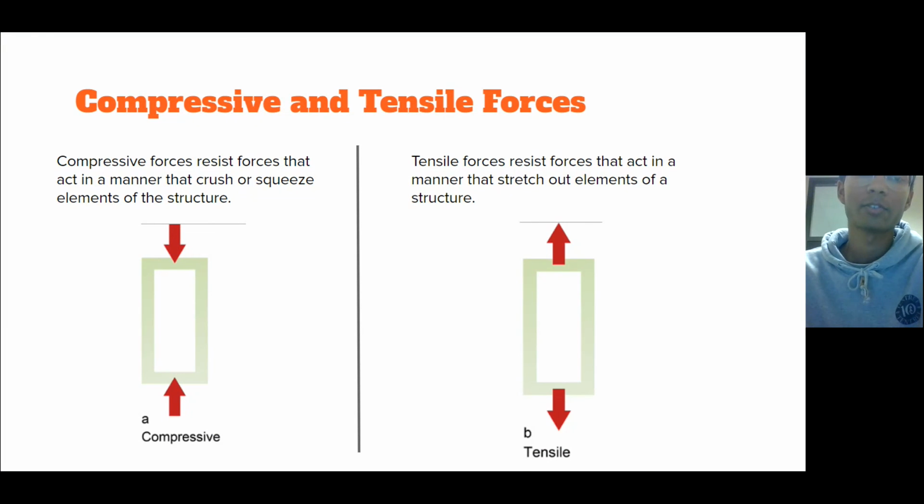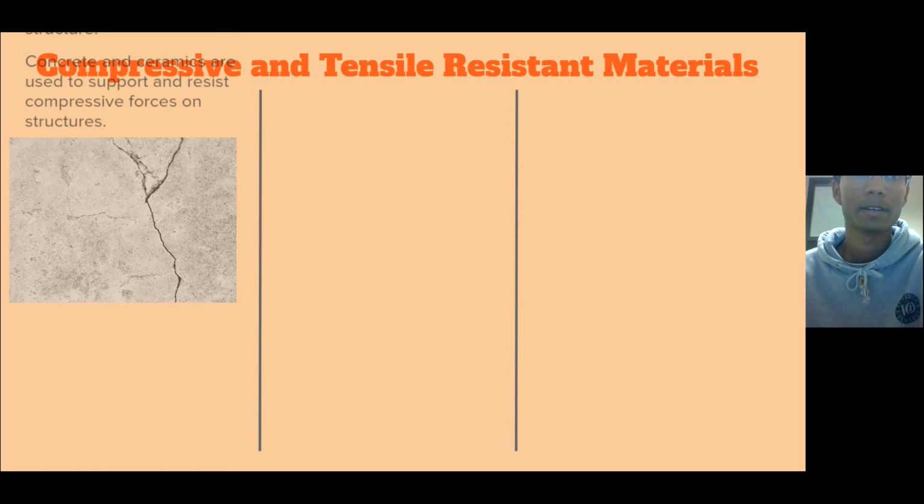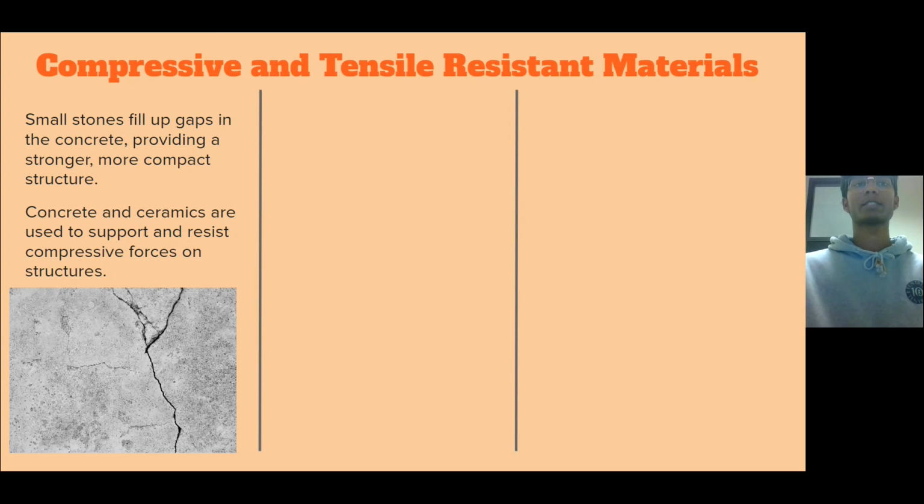Next is compressive and tensile forces. Compressive forces resist forces that act in a manner that crush or squeeze elements of the structure. Tensile forces act in a way that stretch out elements of the structure. So, compressive and tensile resistant materials.